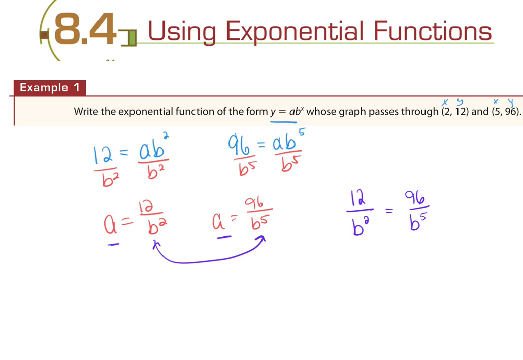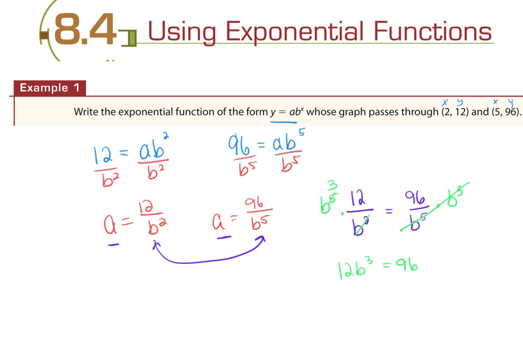All right? And I'm going to get all my b's to one side. So I am going to multiply both sides by this b to the 5th. Over here it will cancel. Over here, 2 of them will cancel, so these 2 will cancel with these 5. And I'll end up with 12b cubed equals 96. All right? Then I can solve this.